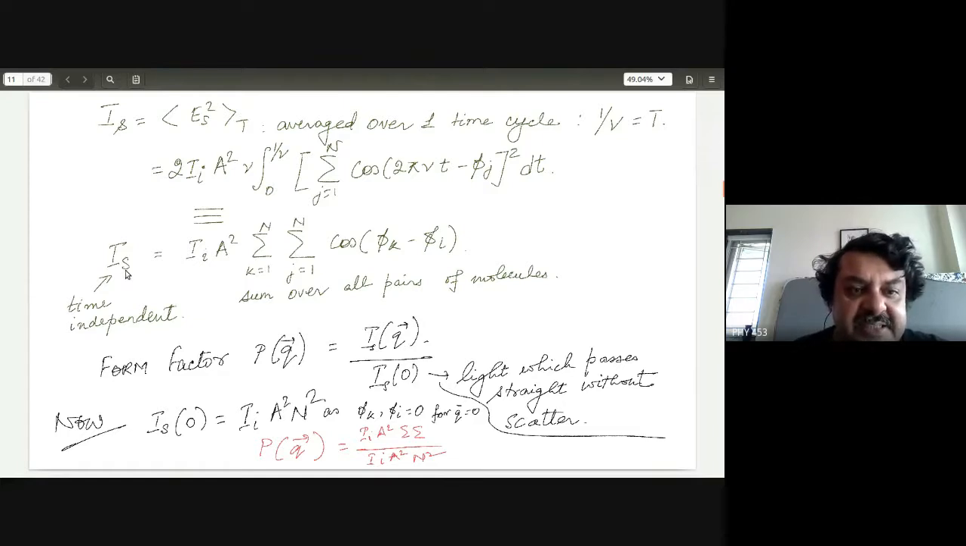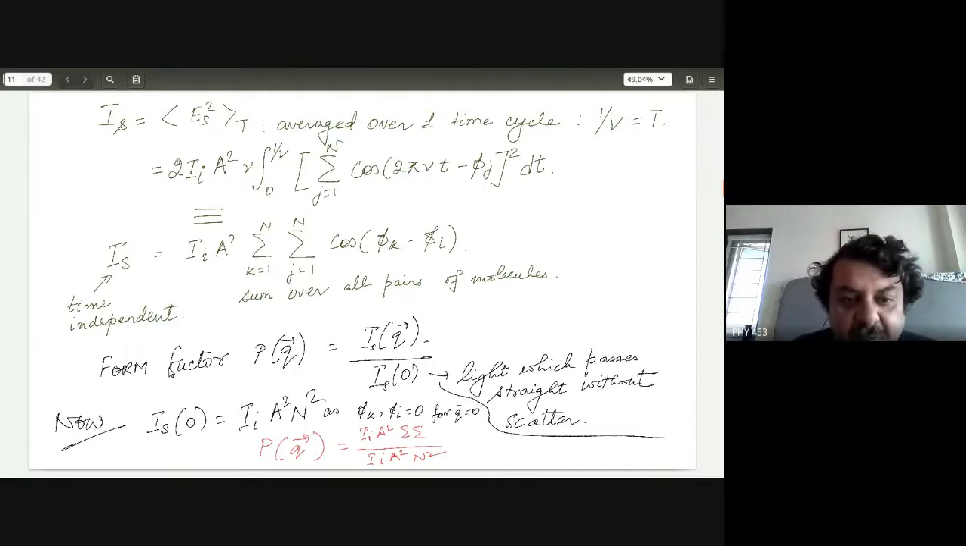And what you get is the scattered intensity is proportional to the incident intensity A square, whatever the factor, scattering contrast, sum over k equal to 1 to n, j equal to 1 to n, phi k minus, this should be j, not phi I, but j. So basically, take any two scattering centers, take all possible pairs of them, and the path difference. So the scattering intensity at a particular value of q depends upon the path difference, phi k minus phi j, the difference in phase, which in turn depends upon the path.